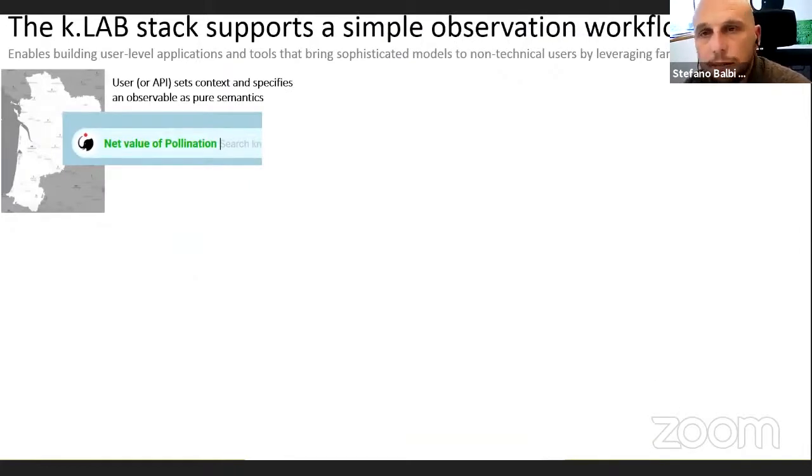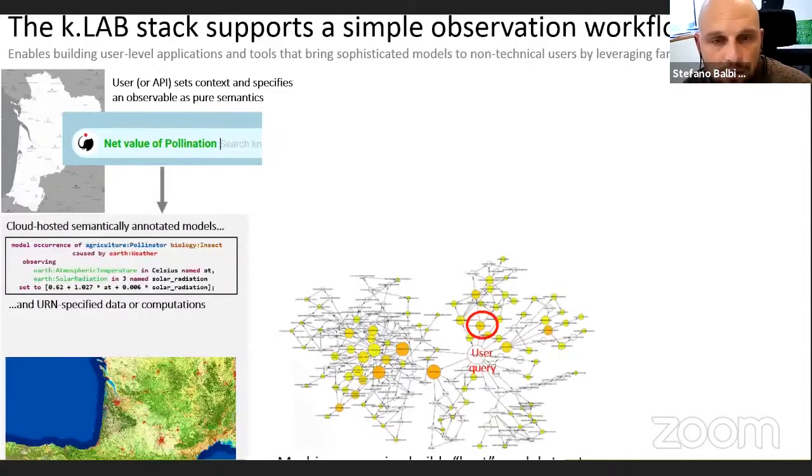So the type of use that the software allows is a simple observation workflow. Basically, this enables you to set a context of analysis and to type a query in a search bar. And this query is completely conceptual. So it's not querying specific data or models, but the machine, through machine reasoning, is able to link all the data and models needed to respond to that query.